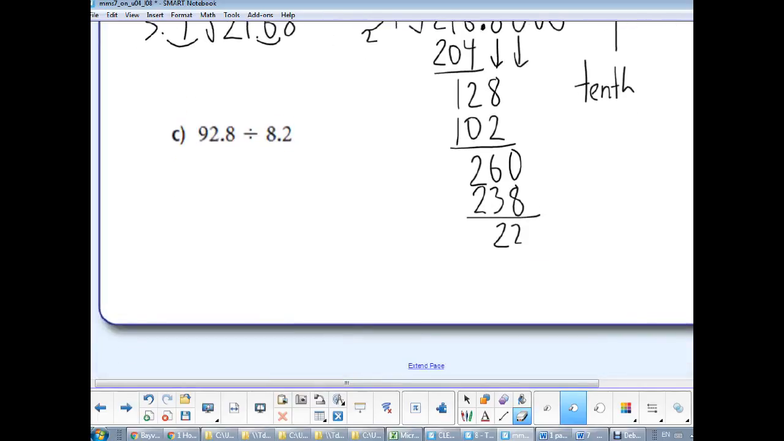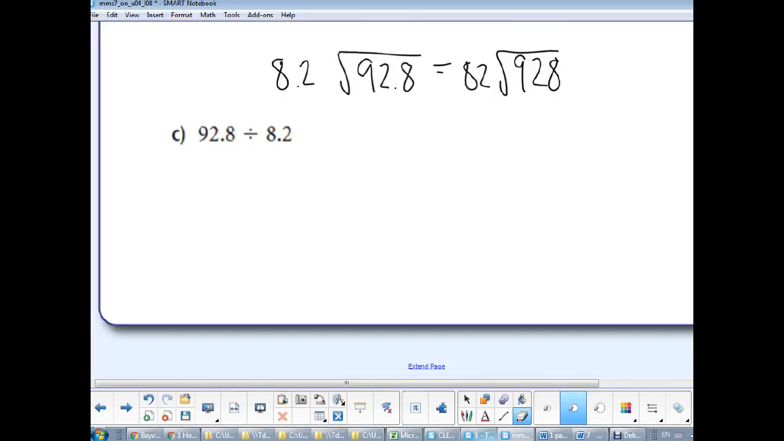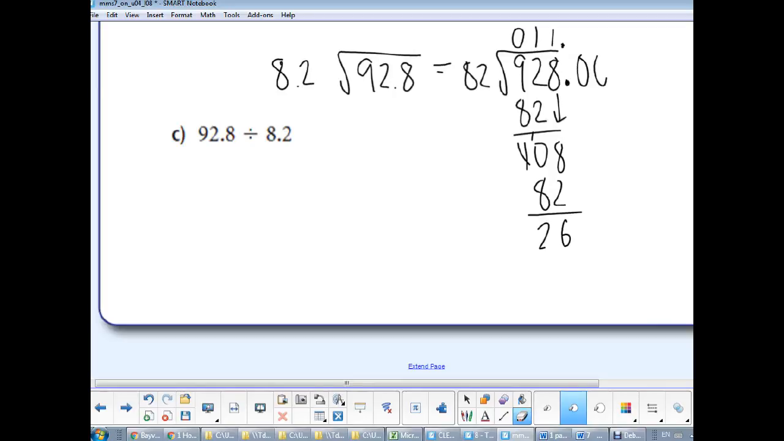And we'll do the last one. 92.8 divided by 8.2 turns into 928 divided by 82. 82 goes in 0 times into 9, 1 time into 92, which leaves us with 10. Bring down the 8, goes in 1 time into 108, which will be 6, and then 2. Then we have to add, because we need more decimals here, so we have to add a couple more zeros. Bring down a 0.